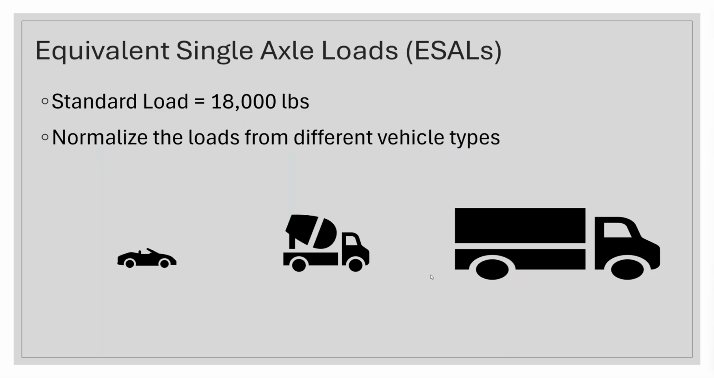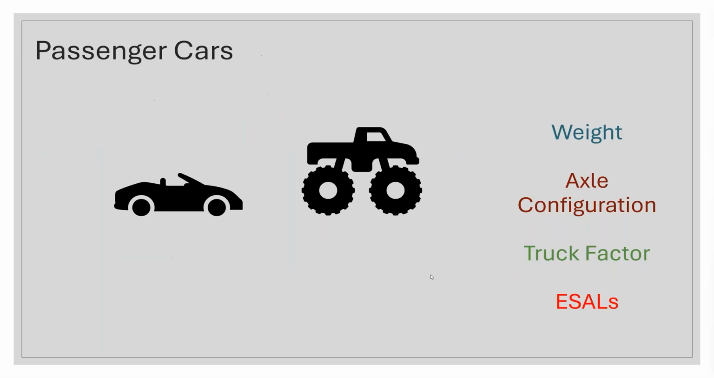So we have passenger cars, single unit trucks, and multi-unit trucks. And when I say trucks, I'm not talking about your average pickup truck, but the big delivery truck type things. So looking at those vehicles, what is the weight? What is the axle configuration? And then we're going to develop a truck factor for each type of vehicle. And then from that, we're going to generate how many equivalent single axle loads that vehicle is generating.